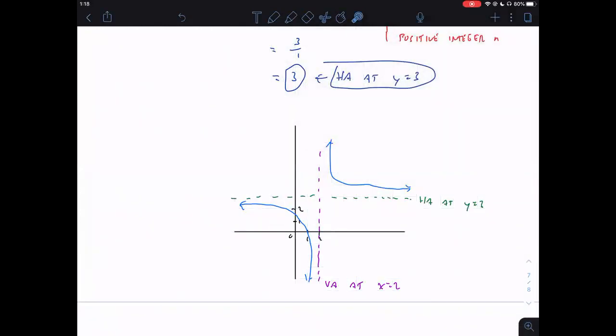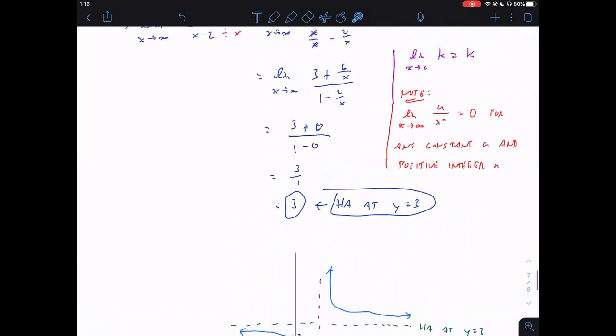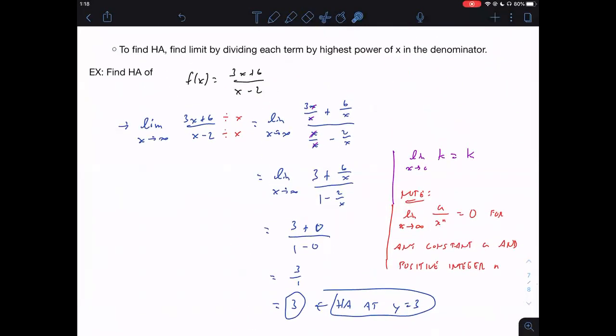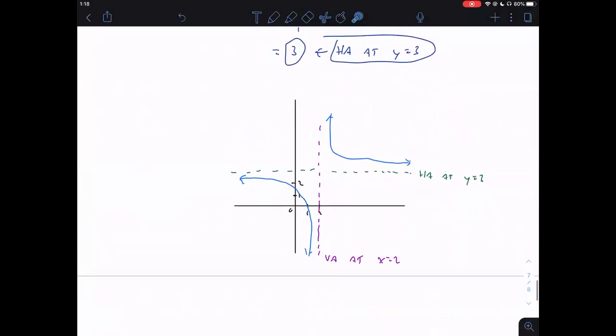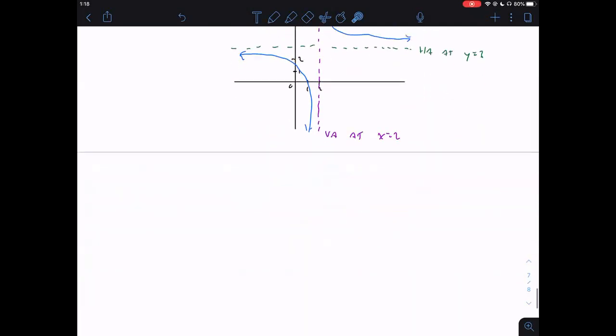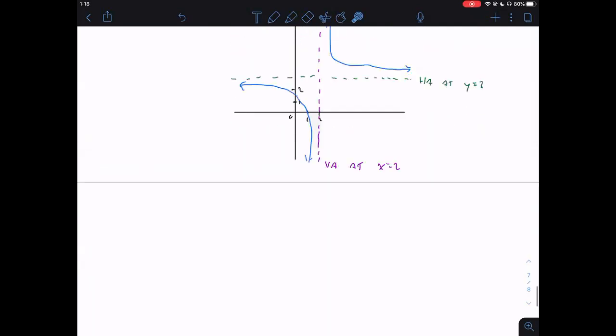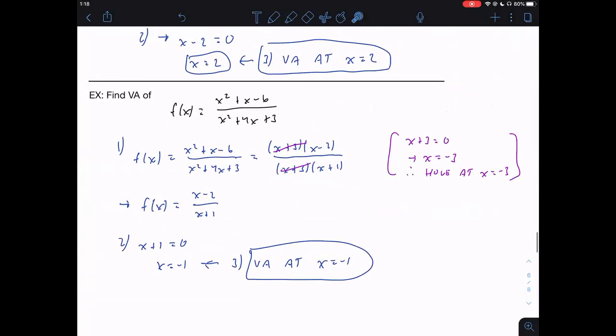All right. So here we have this horizontal asymptote y equals 3 for this function of (3x + 6)/(x - 2), and the vertical asymptote which we found earlier at x equals 2. Okay. Let's do 2 more examples here. Let's do another example of finding the horizontal asymptotes from the second example that we worked on, which was this quadratic over this other quadratic.